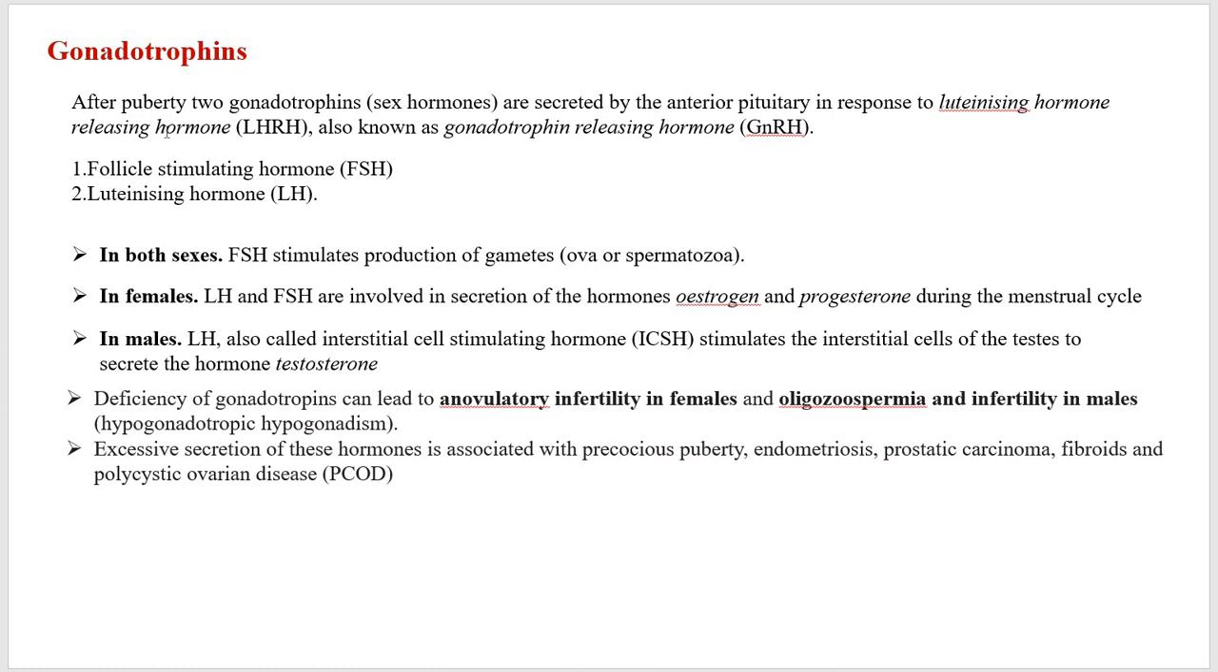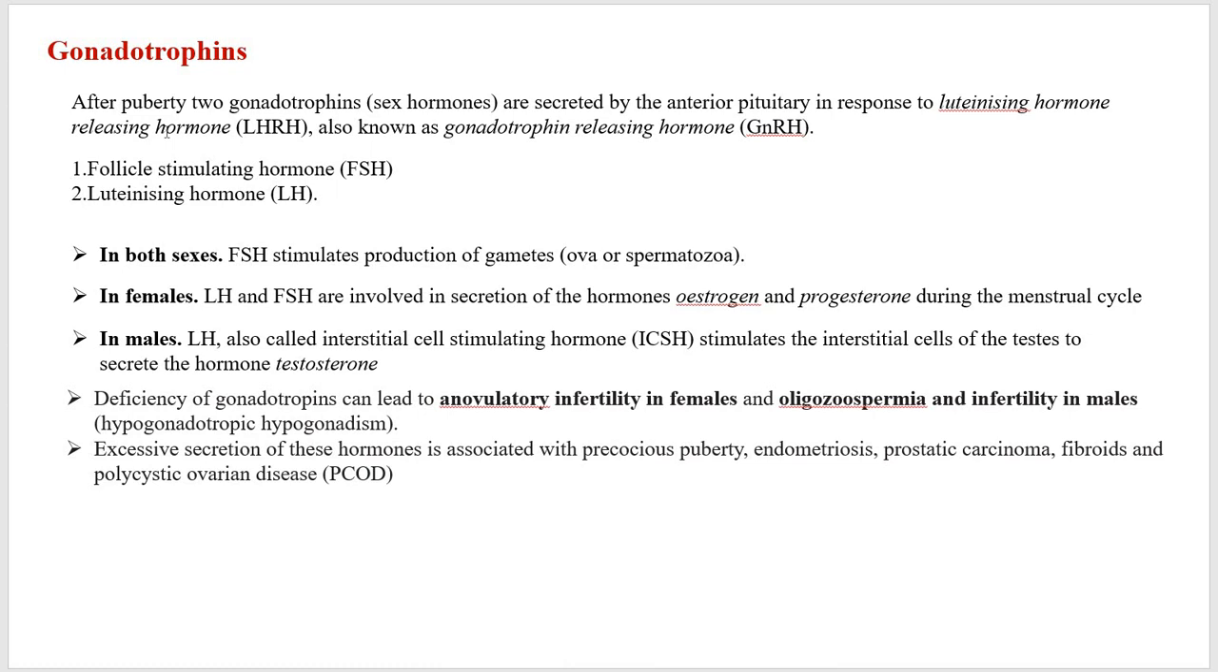Okay, so the two gonadotropins are follicle stimulating hormone and luteinizing hormone. In both sexes, in male as well as in female, the follicle stimulating hormone stimulates the production of gametes, ova in female and spermatozoa in males. In female, luteinizing hormone and FSH are involved in the secretion of the hormones estrogen and progesterone during the menstrual cycle.